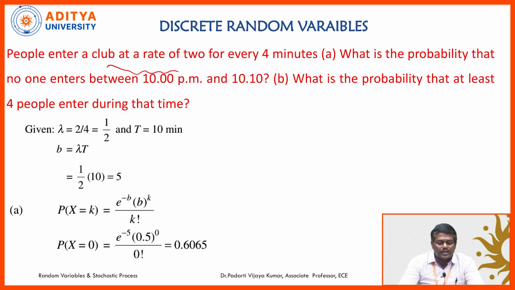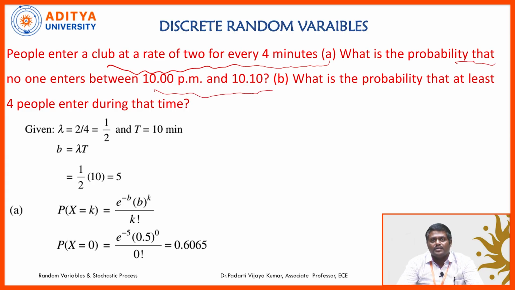So, the next problem is also related to the Poisson random variable. People enter a club at a rate of 2 for every 4 minutes. What is the probability that no one enters over the time interval 10 pm to 10:10 pm, and what is the probability that at least 4 people enter during that time? So, first we will consider this case: the probability that no one entered over the interval 10 to 10:10 pm.